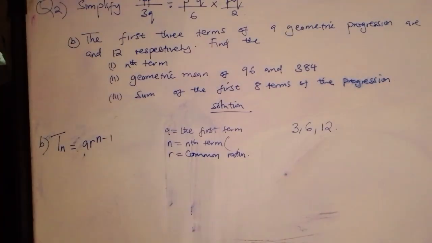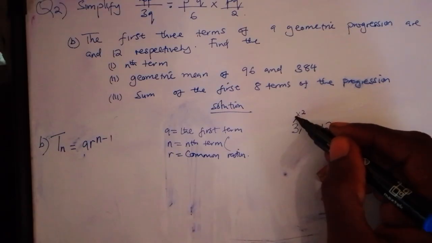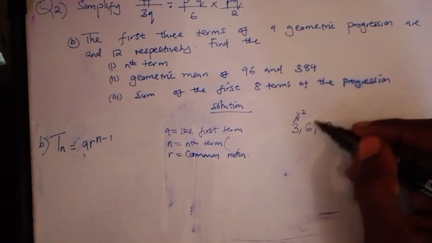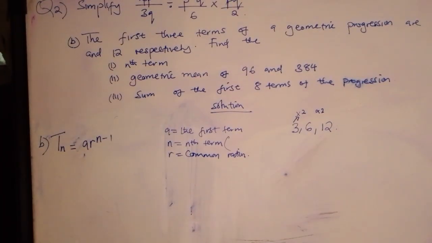common fashion. So if you think of any number, which number can we multiply so that we get 6? It's 2. So 3 times 2 we get 6. Again 6 times 2 we get 12. So this series of numbers is increasing by a multiple of 2. So we are multiplying every number by 2.